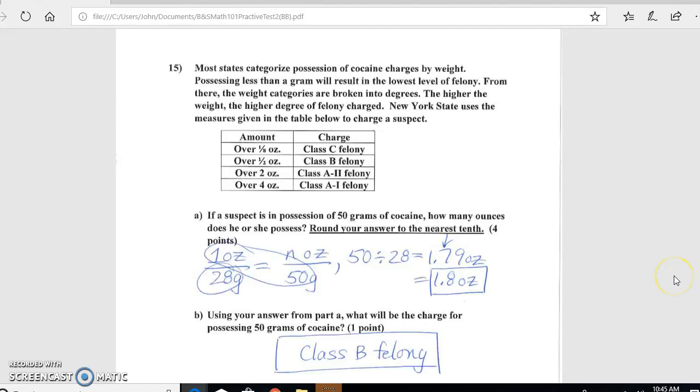This is the practice test for measurements, and here we're working on problem 15, letters C and D. We solved A and B in the previous video, and now we're working on letters C and D. You have the problem stated here above, and in this table you have various amounts of possession of cocaine and the charges given in the left-hand column.